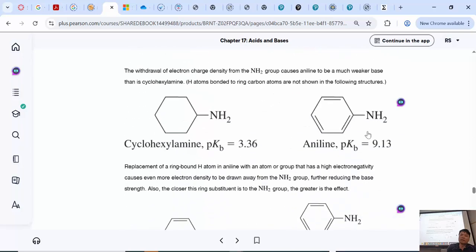So we can see that in the pKb's. The lower the pKb, the stronger the base. And so cyclohexylamine is a much stronger base, 3.36, versus aniline, which is 9.13. Are you guys familiar with these skeletal structures?